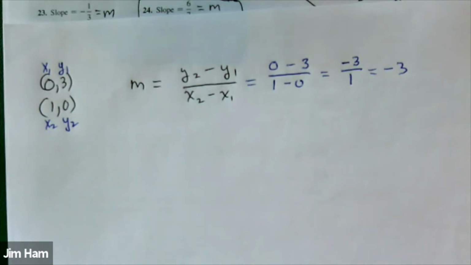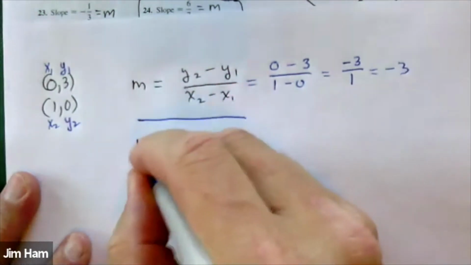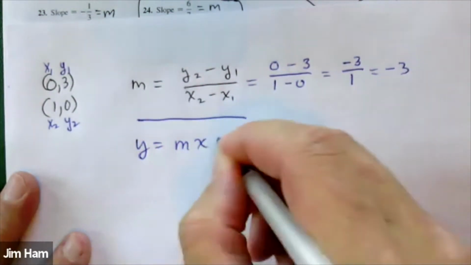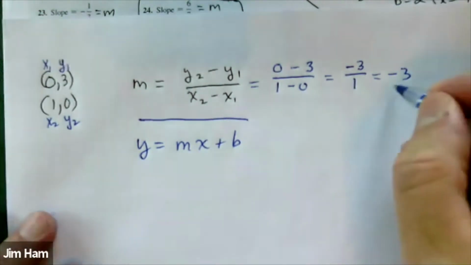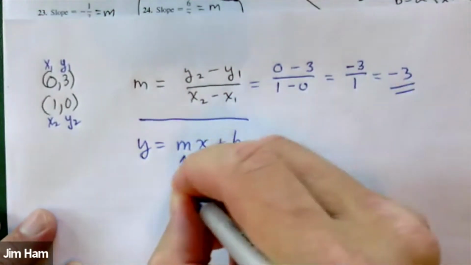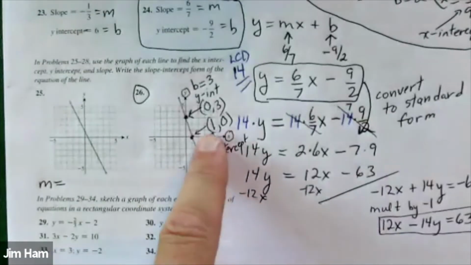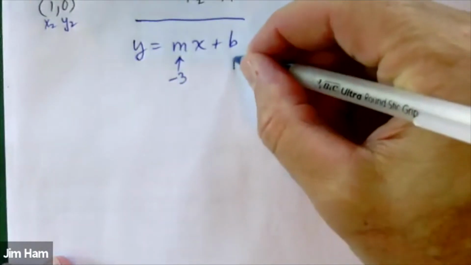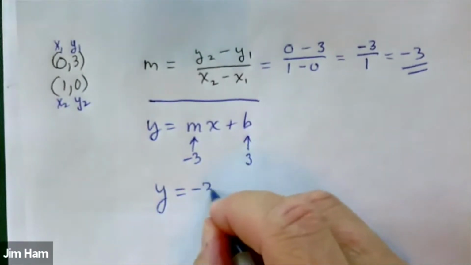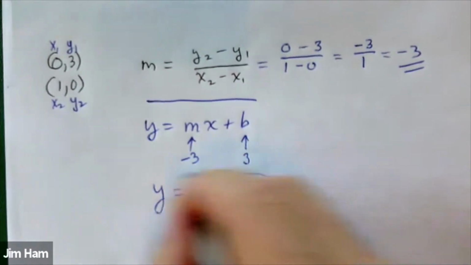So there's the slope. The final thing that they ask you to do in this problem is to write the equation, y equals mx plus b. They want it in that slope-intercept form. Well, we just calculated the slope to be -3. Earlier in the problem, we calculated the y-intercept to be 3. So the y-intercept is 3. So we have y equals -3x plus 3.